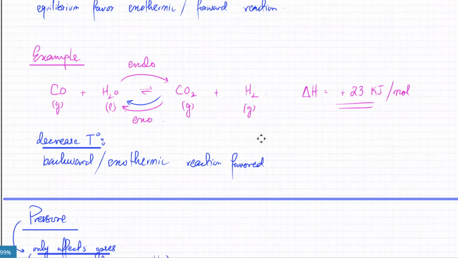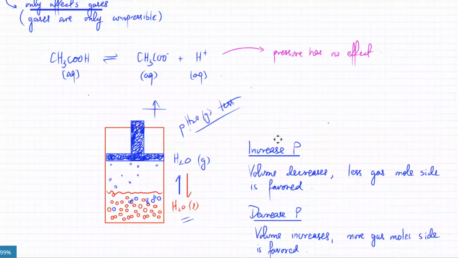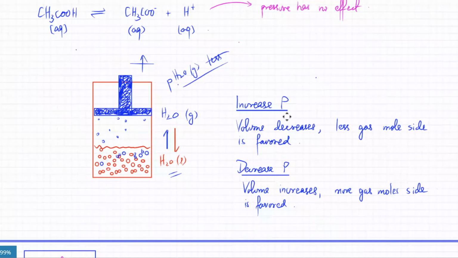That's the first thing. As a second one, the second rule is about pressure. If you increase pressure, the volume decreases, and the side with fewer gas moles is favored. That's the second rule. उसके पीछे क्या logic है?